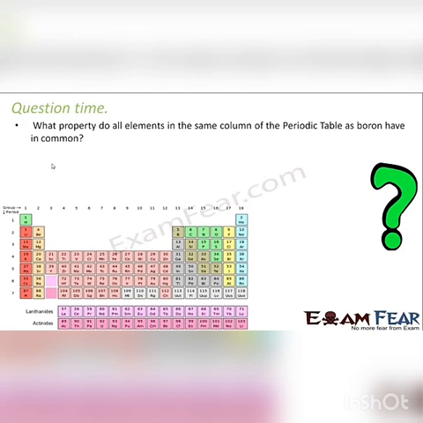What properties do all the elements in the same column of the periodic table as boron have in common? So I have this boron, and I'm asked about all the elements in the same column. If you see, for all these my valency is 3. In fact, the valence electron count is also 3.